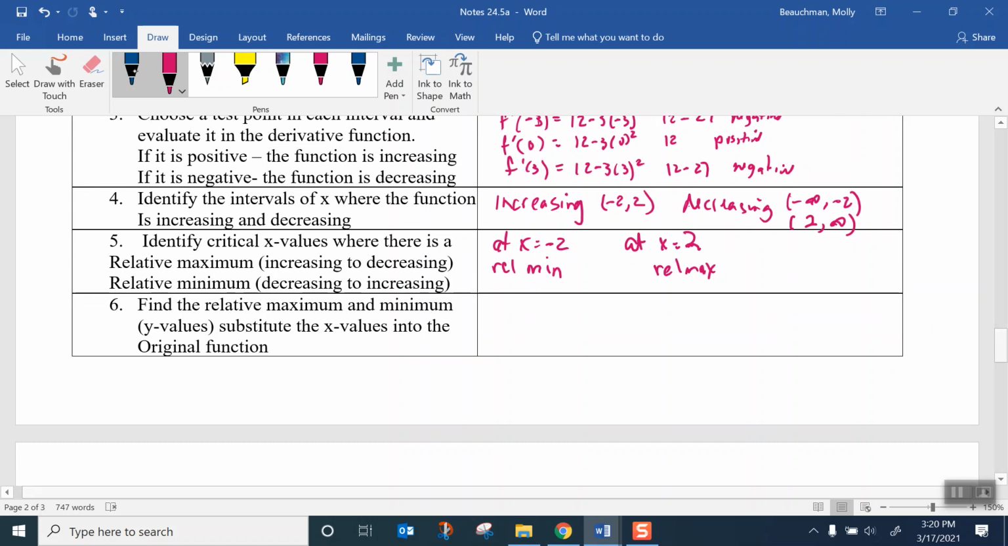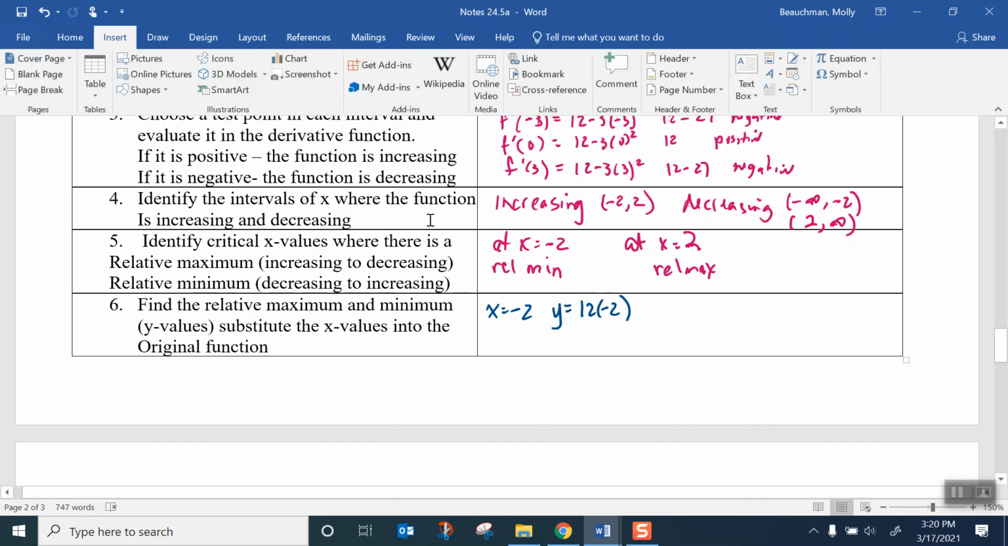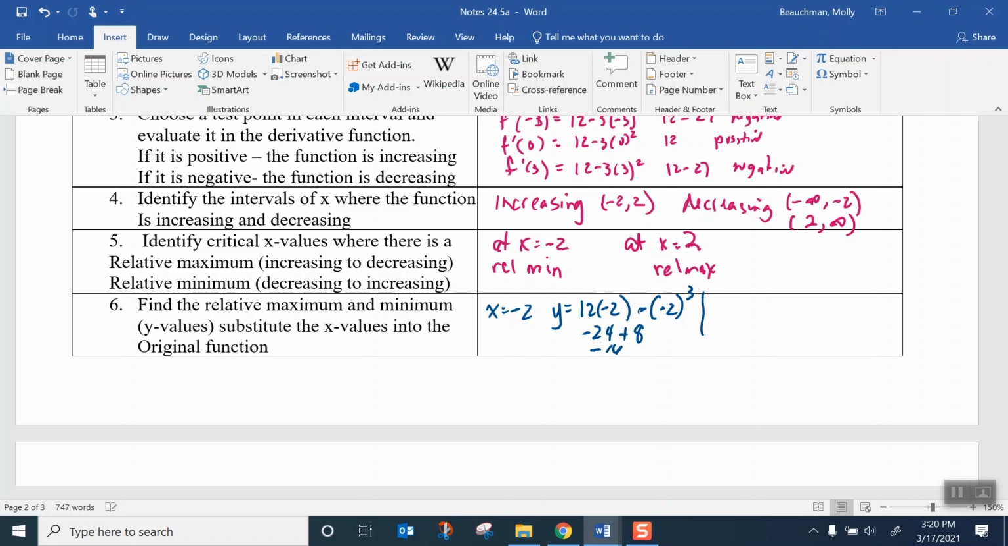So at x equals -2, we get y is equal to 12 times -2 minus -2 to the third. So that gives us 12 times -2 is -24. -2 cubed is -8. Minus minus gives us a -16. So our relative minimum is -16.